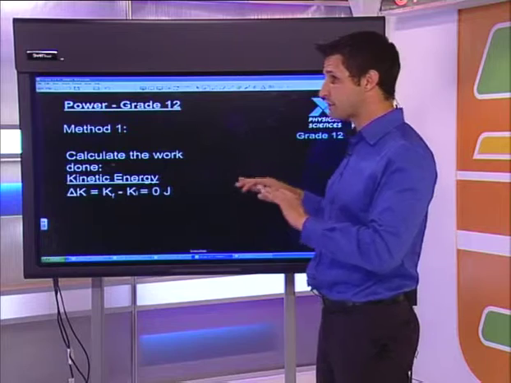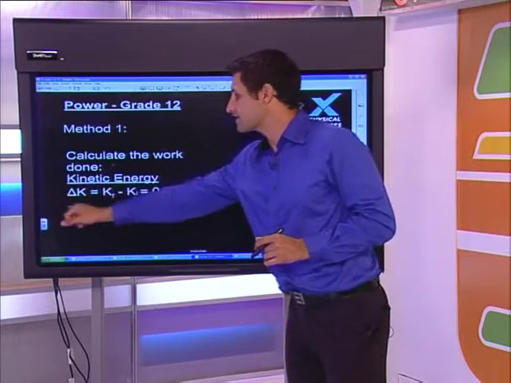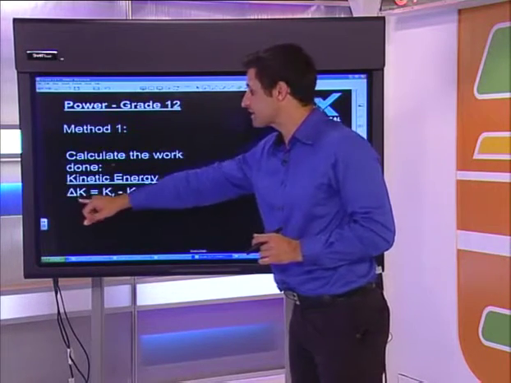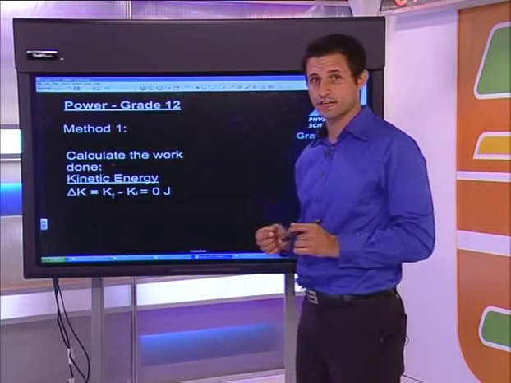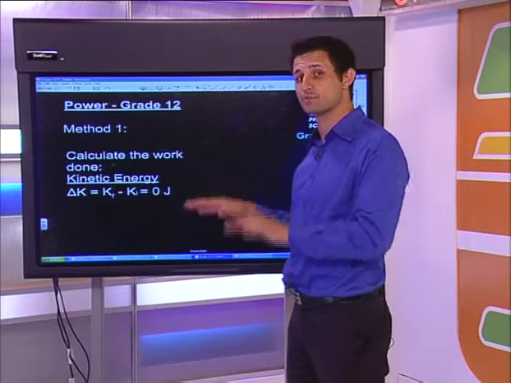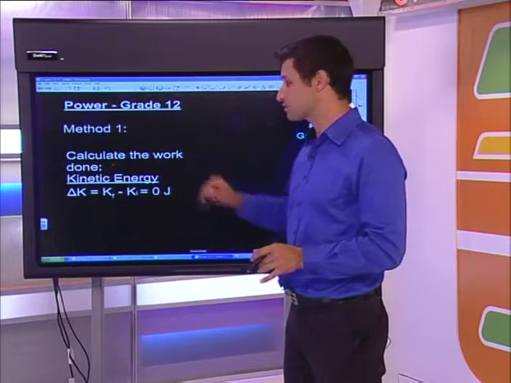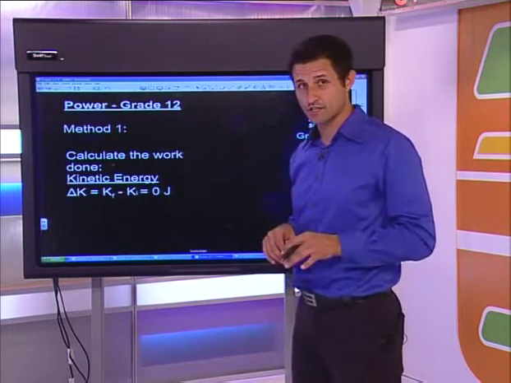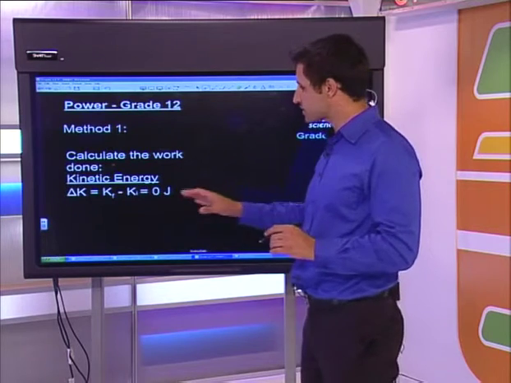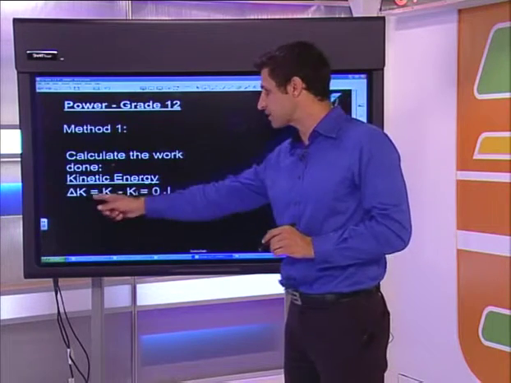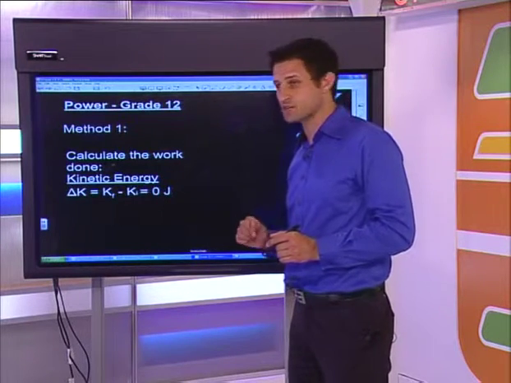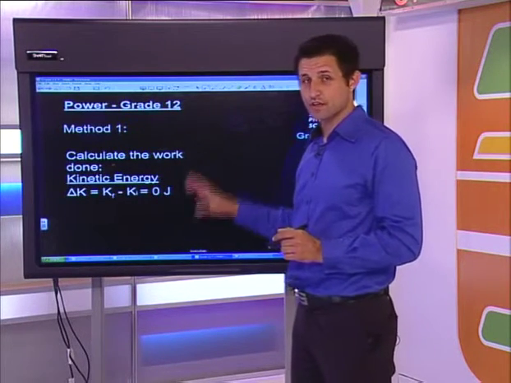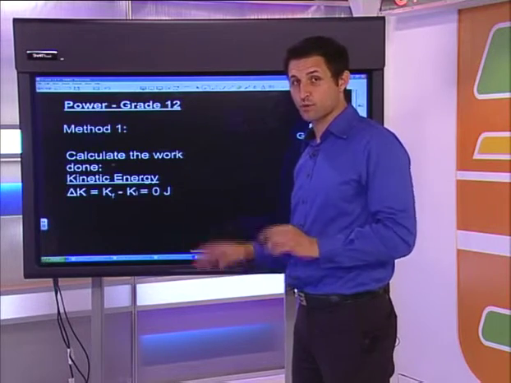But now what I care about when I'm doing work is the change in energy, or delta K. If I find my final minus my initial kinetic energy, because there was no change in speed, I get 0 joules work done on kinetic energy. That's quite important. I'm just going to stick on that for a second. When we are told that there is constant velocity, my work done or my change in kinetic energy is equal to 0 joules.